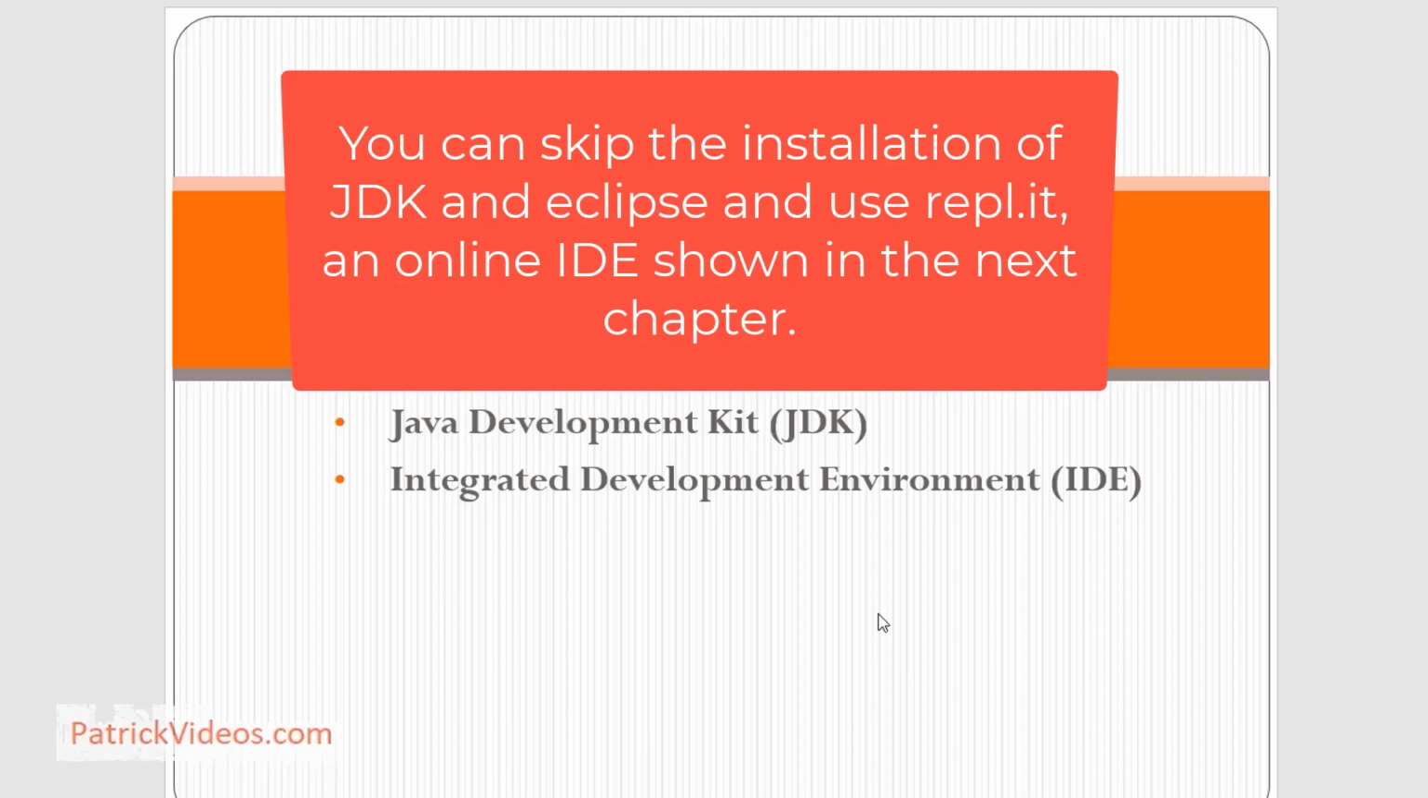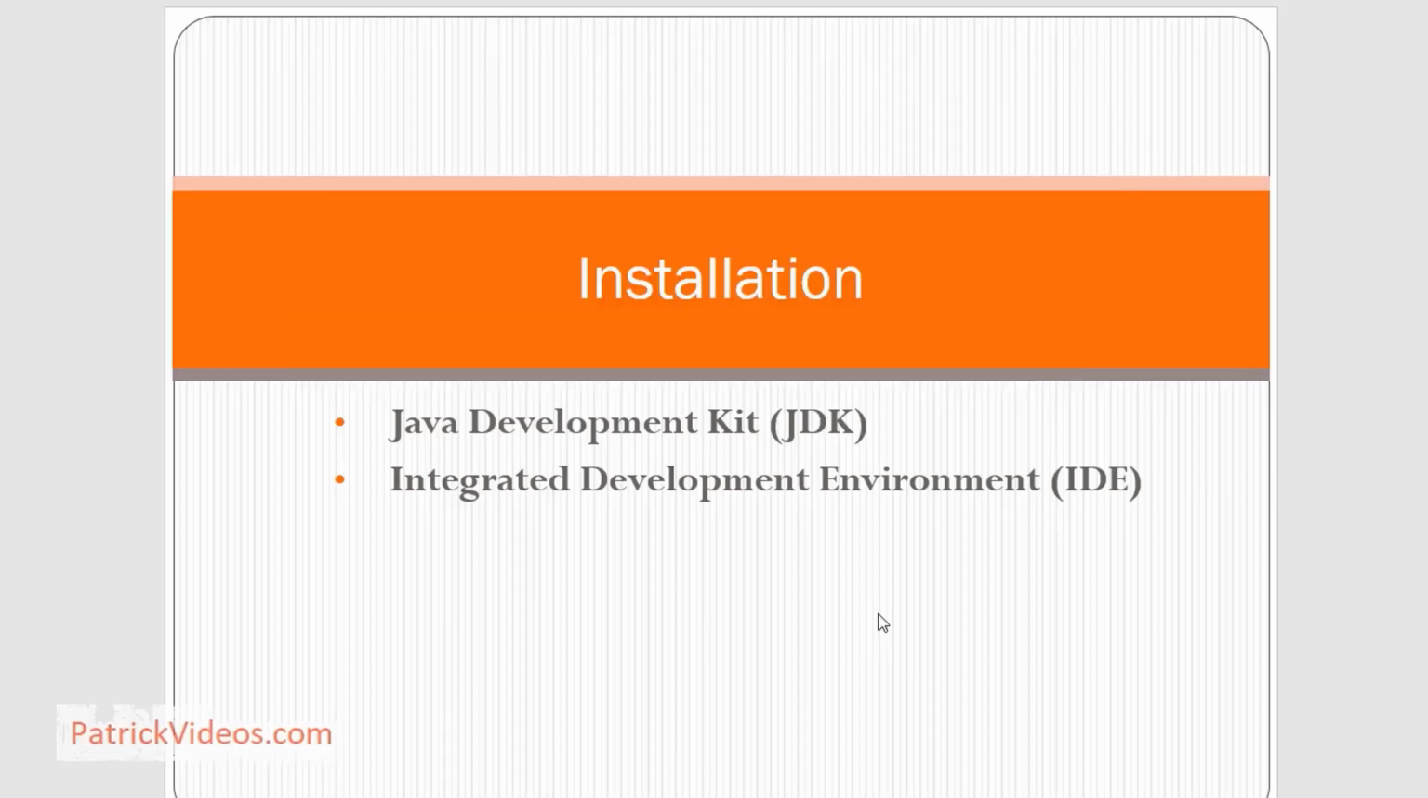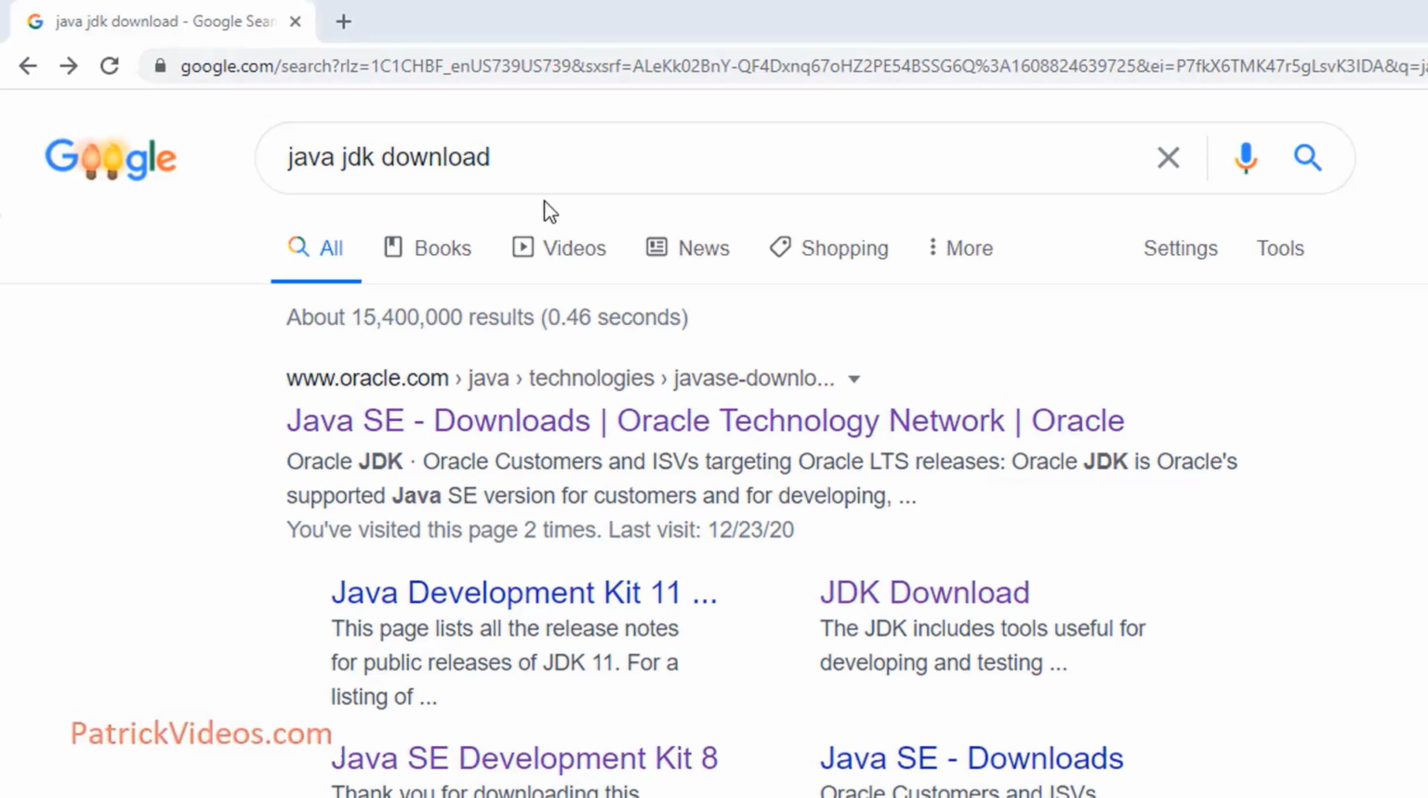First, let us install the Java Development Kit, or JDK, and an IDE, that is an integrated development environment, basically a tool to write Java code. To download Java JDK, go to Google and search for Java JDK download. Now it doesn't really matter when you're watching this video, just download the latest Java JDK. The core Java language doesn't really change, only new features are added. So always download the latest JDK.